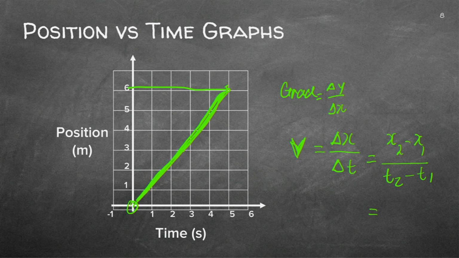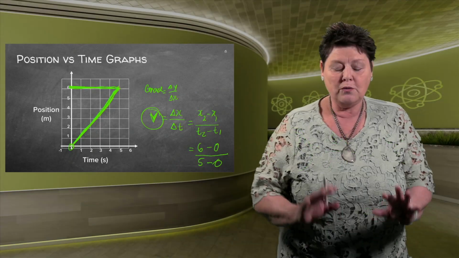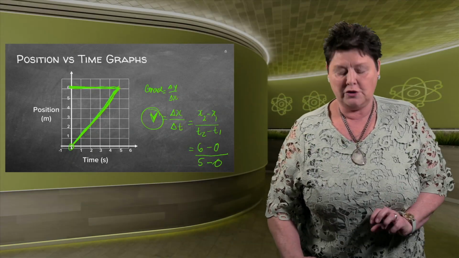Let's have a look. V will be, x2, sorry, will be 6 minus 0 over 5 minus 0. And then you'll find your velocity. So it's just the equation that you used in math with different symbols because it's different units.